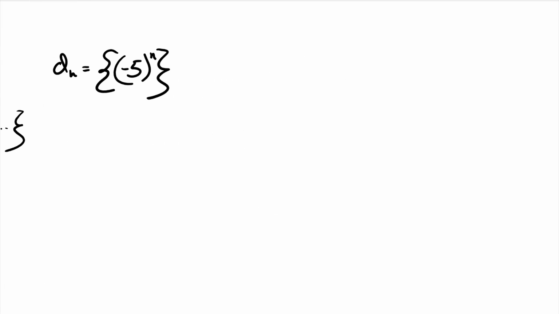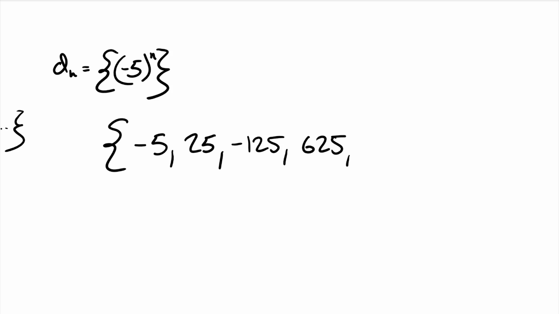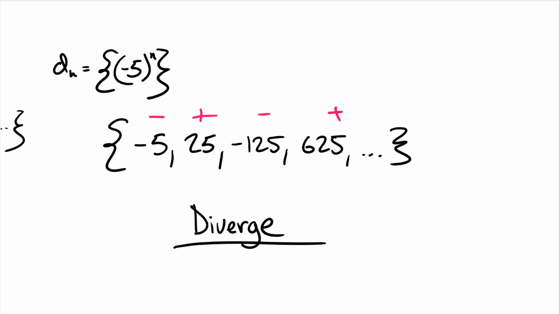And then lastly, we start writing out some terms. The first power, that's negative 5. Then we get positive 25. Then we get negative 125. Then we get 625. I don't remember them past that. Now it goes negative to positive, right? Negative, positive. But look at the magnitudes. Aren't they just getting larger and larger? Therefore, this is not bounded at all, and it will diverge.